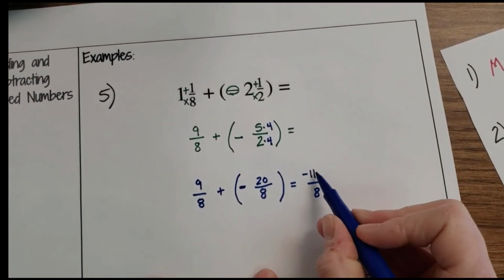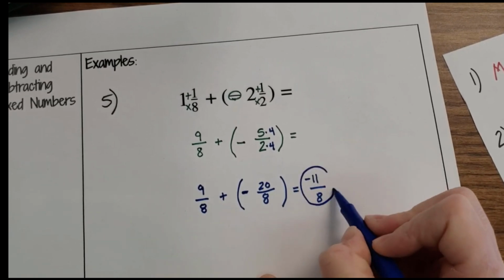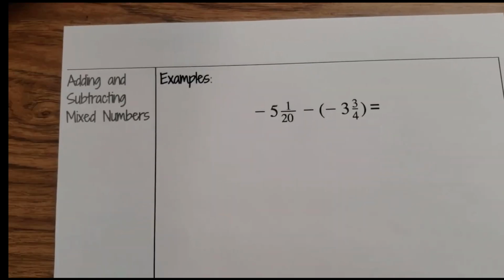That's okay, but we want to check, can you simplify it? 11 and 8, can you divide them by a common factor? Nope, we're good to go. And there we've got it. Ready for the last one?